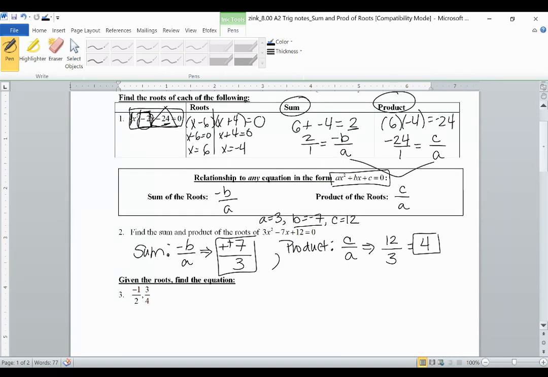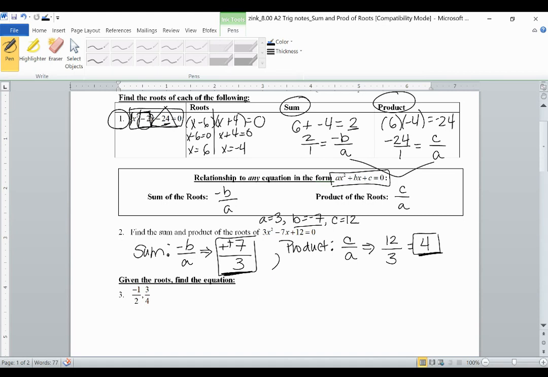So what that means is if I were to have factored this or used the quadratic formula and found the two roots of this equation, and then I added those two roots together, they would give me 7/3. If I took those two roots and I multiplied them together, they'd give me 4. So just like up here in number 1, we found our two roots. If we add them together, that's the sum, which is the negative b over a. If I multiply them, that's the product.